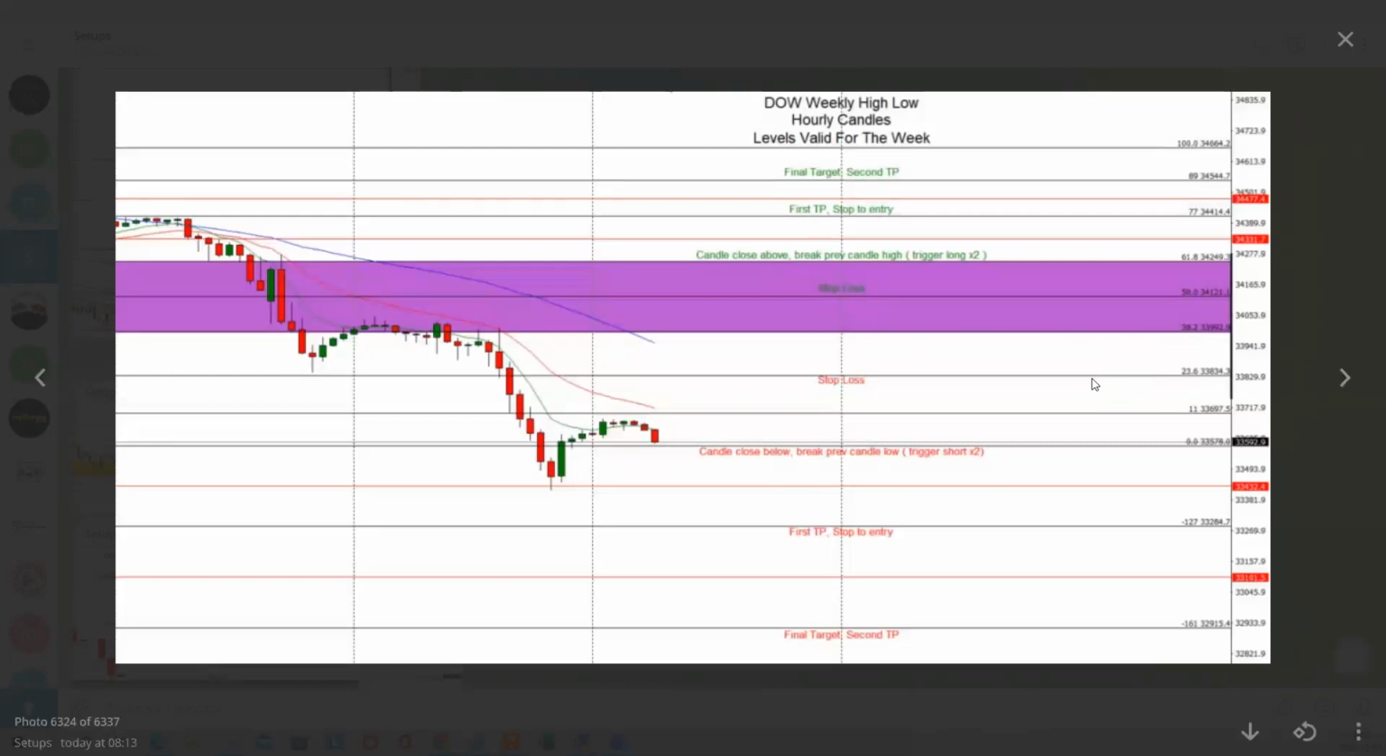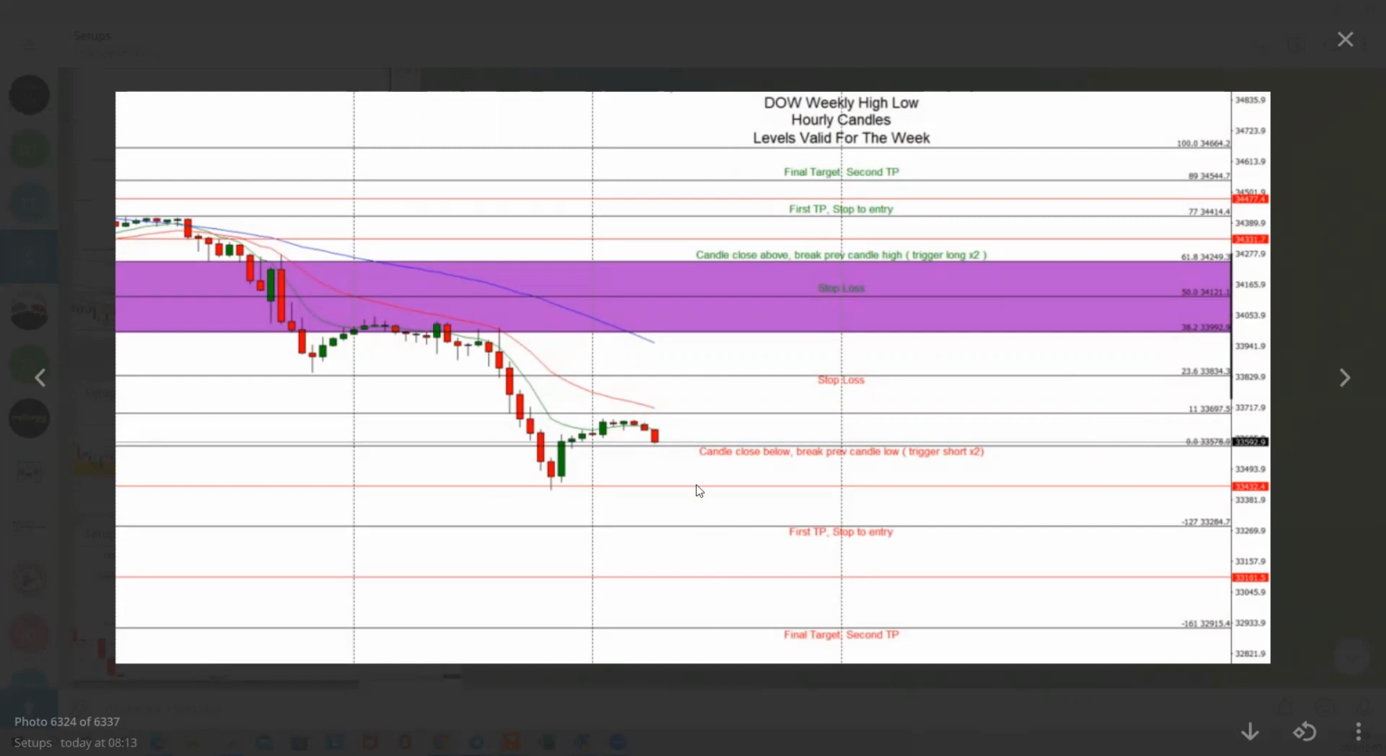On the Dow weekly high low, currently between the levels of 0 and 11. That has triggered last night, so we're still waiting for that, to aim for the minus 127 first TP, minus 161.8 second TP, stop loss being at the 23.6.